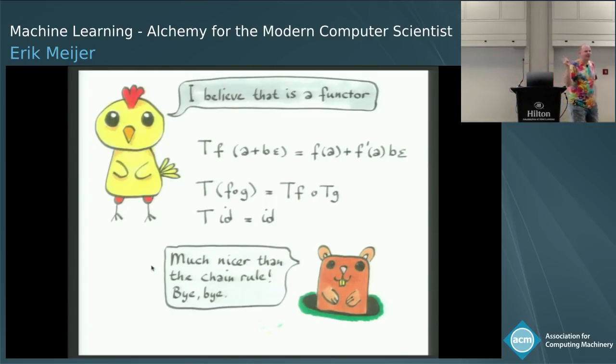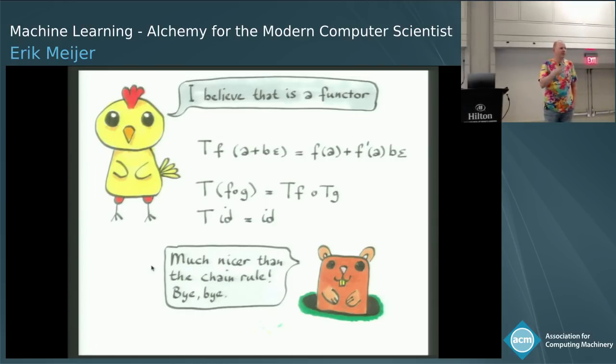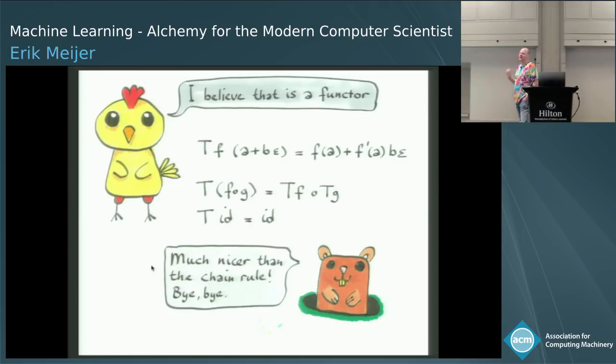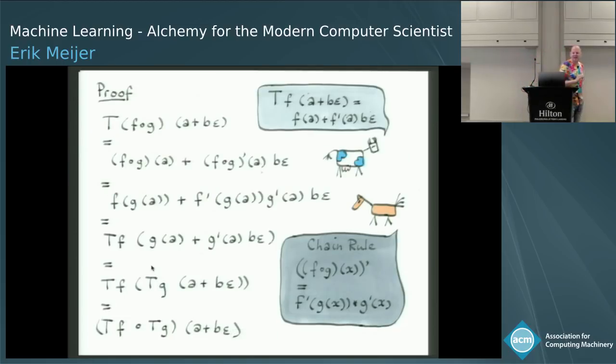if you remember the chain rule, and if you don't, I'll show it on the next slide. I can never remember the chain rule. The chain rule says how you take the derivative of a composition of functions. It's always something kind of weird, and I always have to Google for it. But here, look at this, how beautiful, right? Just because it's a functor, it nicely distributes over function composition. And what we will see is that when we try to prove that this thing is a functor, we will have to use the chain rule.